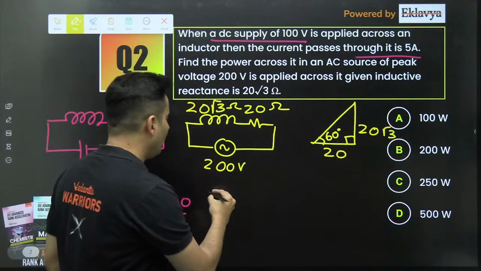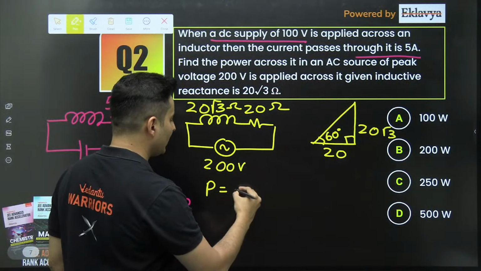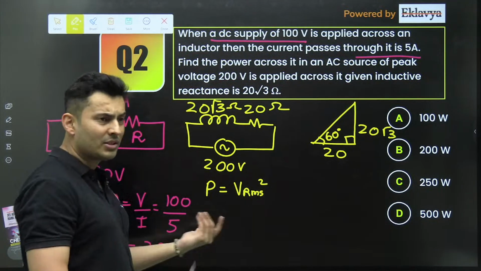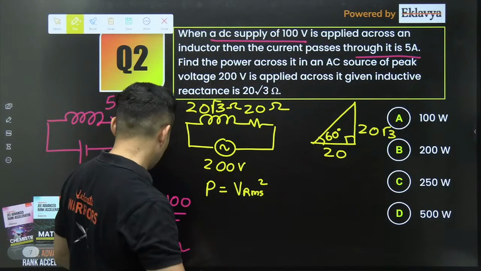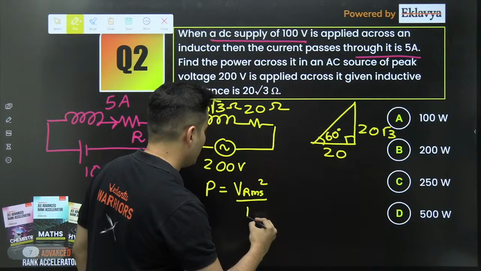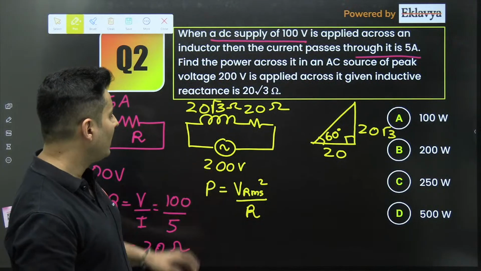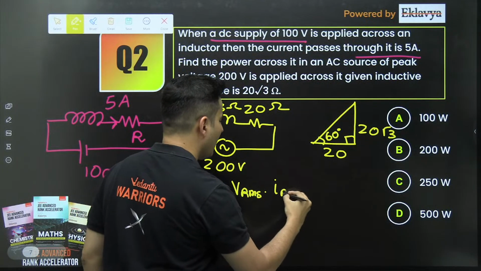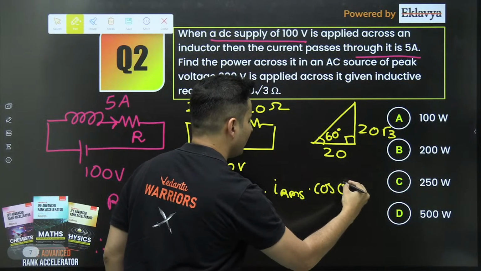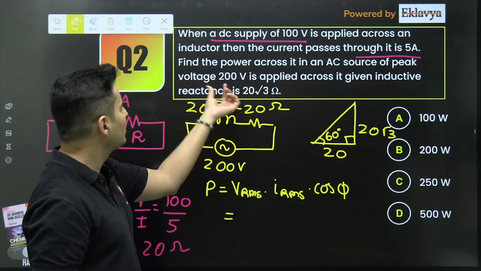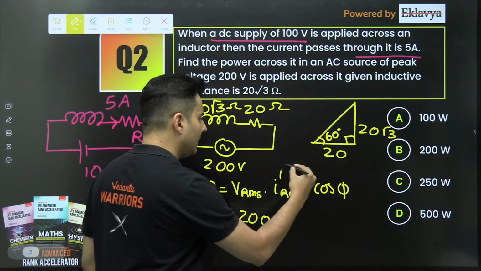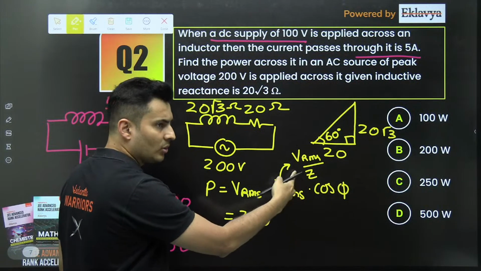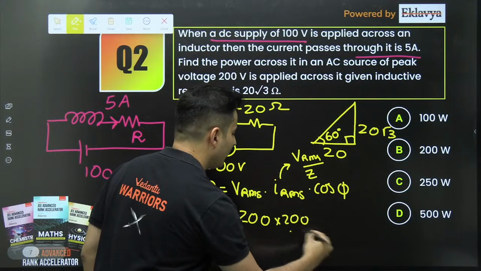Now what will you do? The power will be nothing but VRMS squared by your resistance, that is one way. Or you can just put VRMS into IRMS into cos of phi. The voltage which you have applied is basically 200. Current is nothing but the total voltage divided by the impedance. So it will be nothing but 200 divided by the impedance.